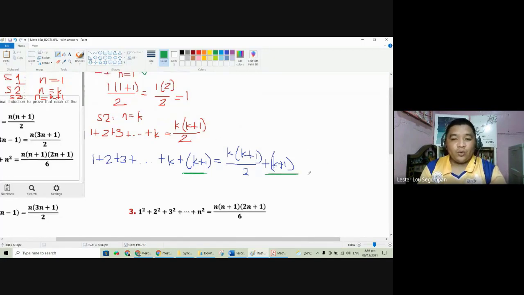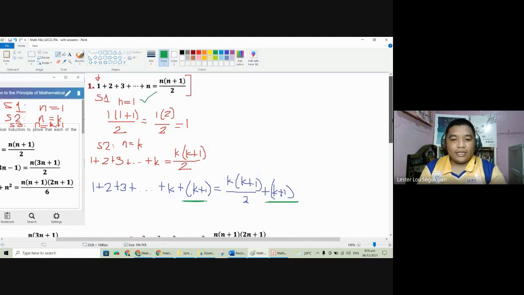What do you mean by showing that this is true? Take note that if we are going to have another value here, let's try to change the value of k to k plus 1. In short, instead of k, we'll have k plus 1. What will happen to this right hand side? This would actually become, again, let's try to change it to k plus 1. The k here will become k plus 1.